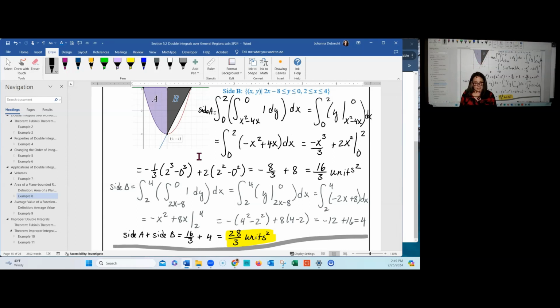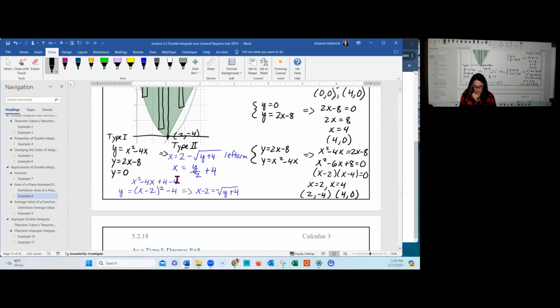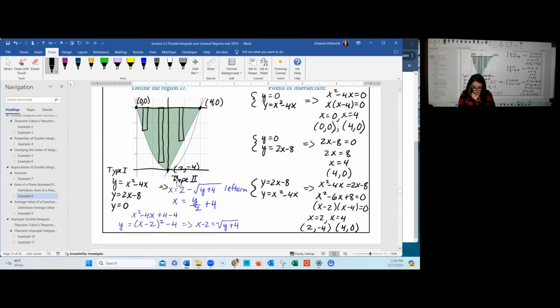If we wanted to work it as a type 2 problem, we would instead be drawing horizontal boxes and looking for what is going to divide it in this direction. When you draw your horizontal strips, notice that you're always hitting the left arm of the parabola on the left side and the line on the right side. This becomes one region as a type 2, which may make it easier to solve depending on the equations you get when you solve them for x in terms of y.